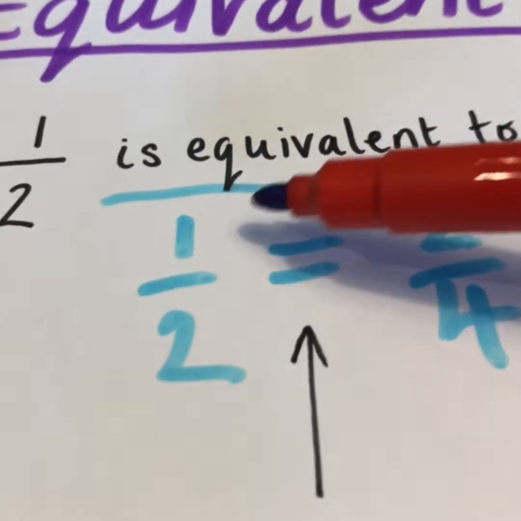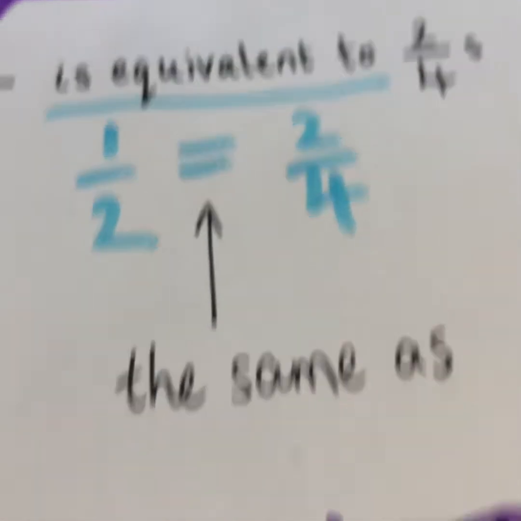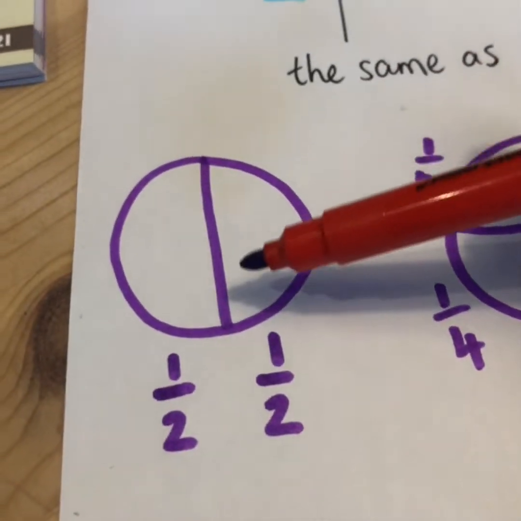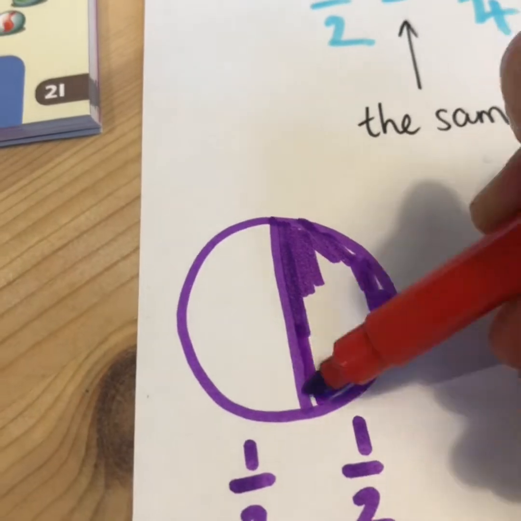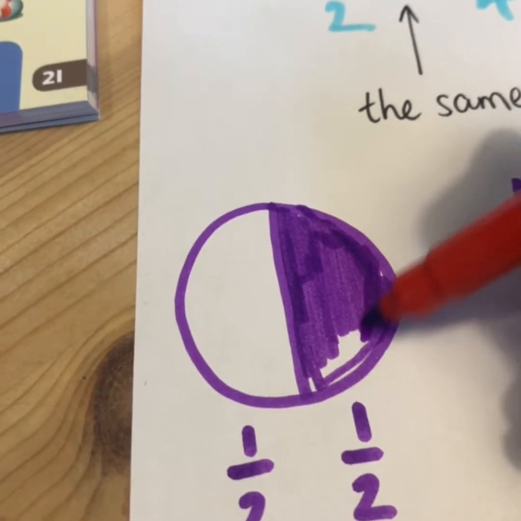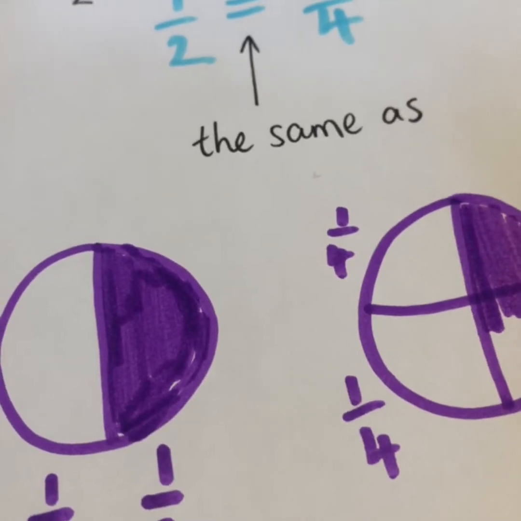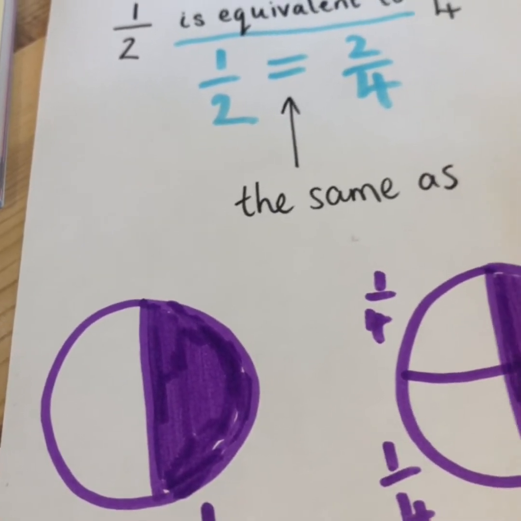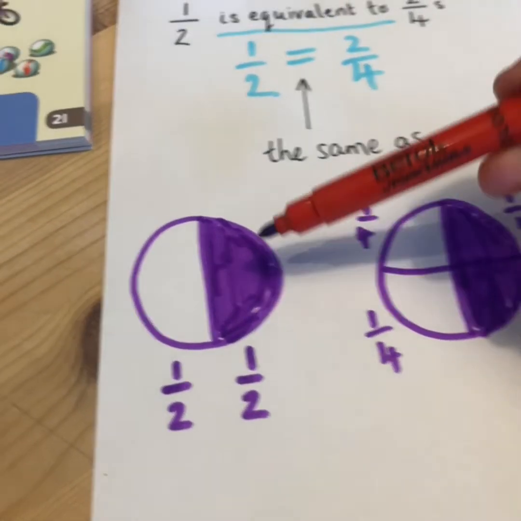Going back to this, I've said 1/2 is equivalent to, is the same as, 2/4. So if I have a look, this 1/2 is the same as 2/4. So I need to colour in two of my quarters. And it's the same size that is taken up.